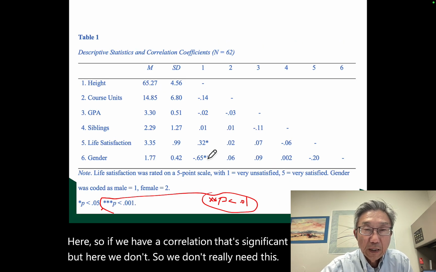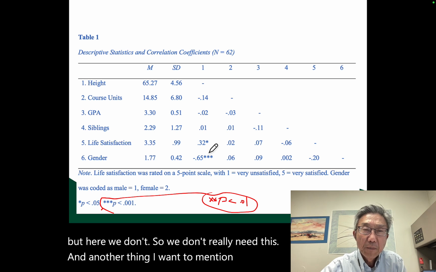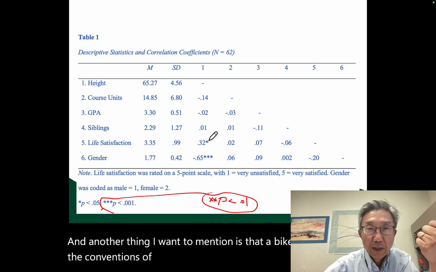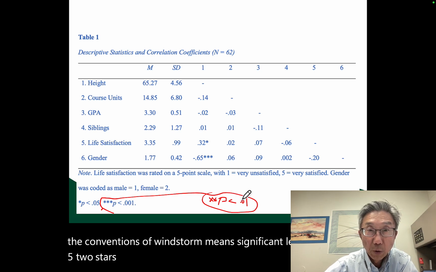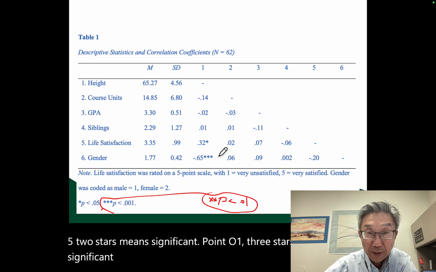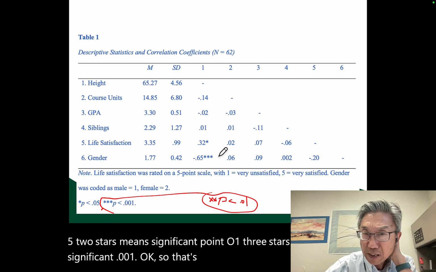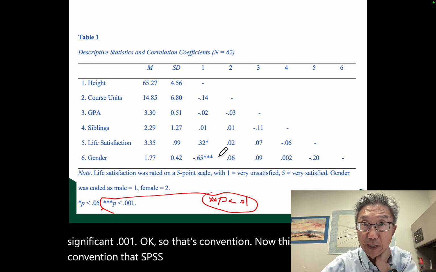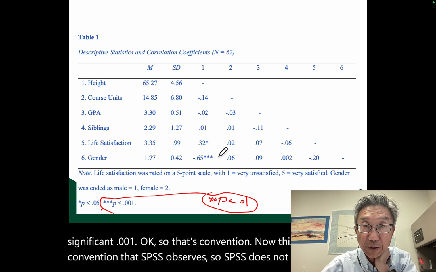And another thing I want to mention is the conventions. One star means significant, less than 0.05. Two stars means significant, 0.01. Three stars means significant, 0.001. Okay, so that's convention. Now, this is not the convention that SPSS observes. SPSS does not use this convention.